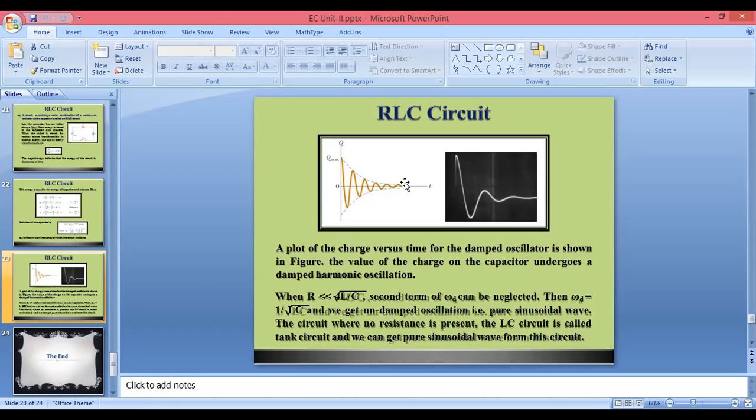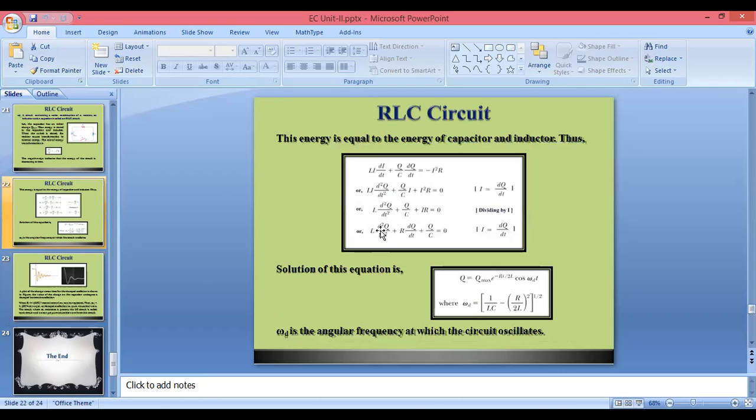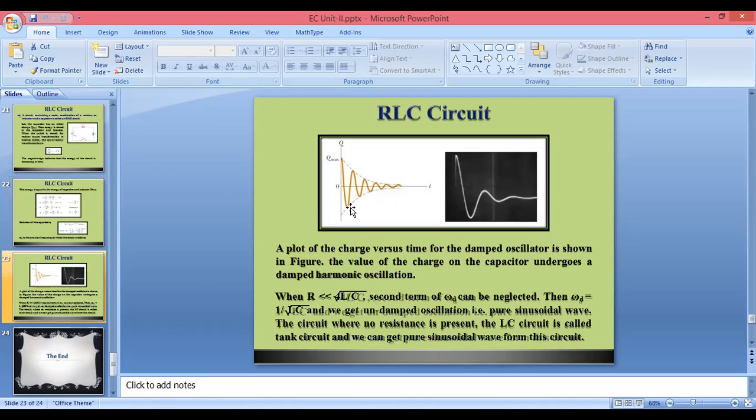So the output of a source free second order linear system, because here we are getting a second order system, since the equation we get in the RLC circuit is a second order linear equation. So what we can say, its output is oscillating. Oscillating means what? It is becoming lower and it is becoming higher. You can see here, it is maximum here, then it is becoming lower. It means the plot of charge versus time for the damped oscillator is shown here.